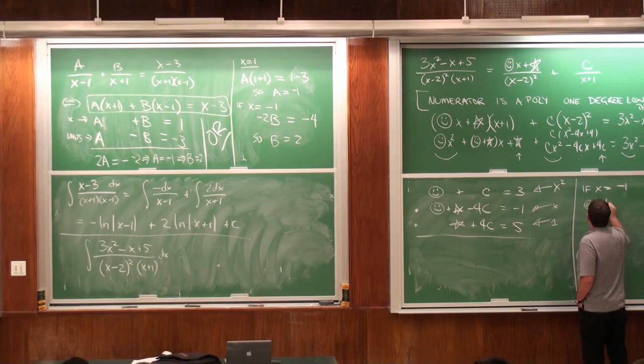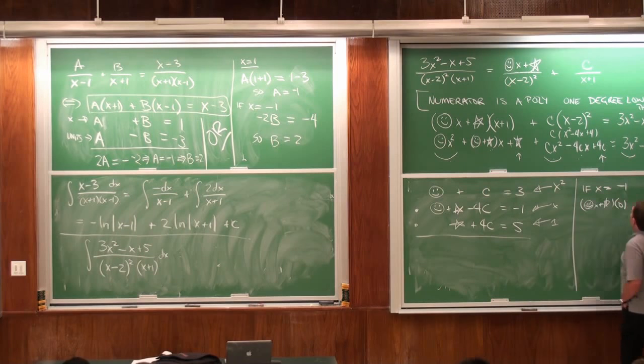If x is minus 1, then I have smiley plus star times 0 plus c times minus 1 minus 2 squared equals some number: 3 plus 1 plus 5. So this is gone, and this is 9. So I get 9c equals 9. Well, that's good. That tells me right away that c is 1. Now that I know what c is, then I can go back and figure out what smiley and star have to be.